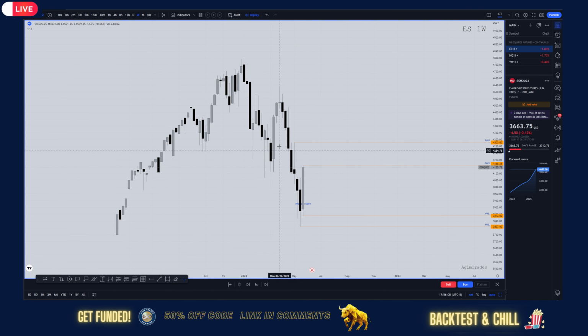You also have a balanced price range here, so you have a fair value gap between these two candles here. I could draw that out. Between here and here's a fair value gap, and then there's another fair value gap here. You take the smaller range of the two, or you kind of average them out this way, and you call this a balanced price range.